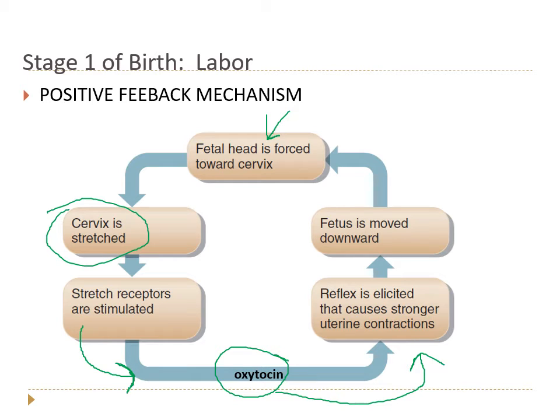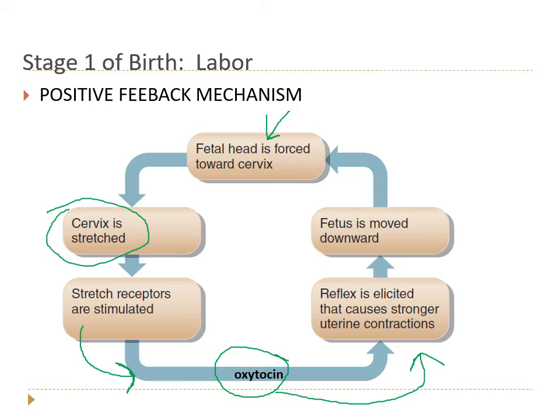So a positive feedback mechanism. But as you know, positive feedback mechanisms, we don't use those for maintaining homeostasis, right? We use those when we want to change the status quo. We want something big and explosive to happen. So certainly childbirth is one of those things, right? We don't want to maintain homeostasis. We don't want the fetus to stay in the uterus. We want to push it out. So it's going to build and build and build.